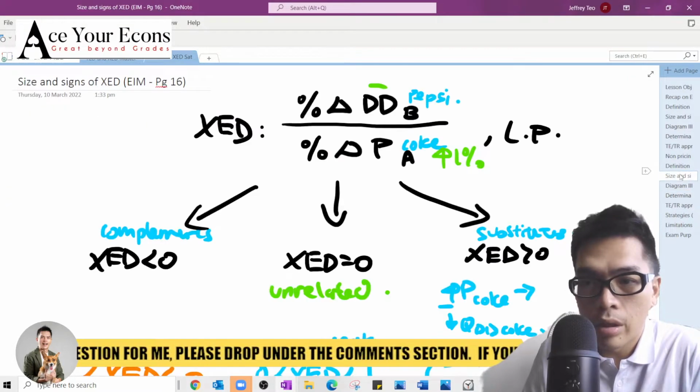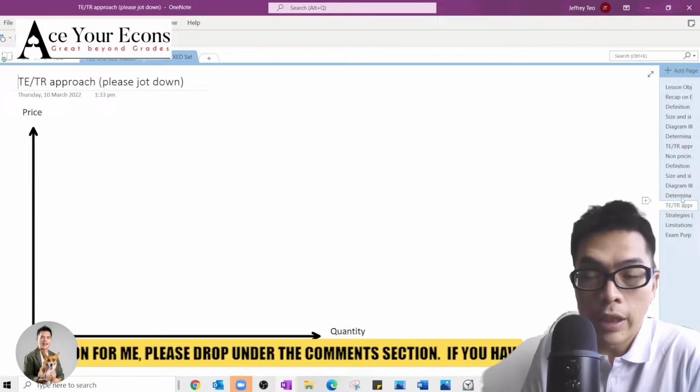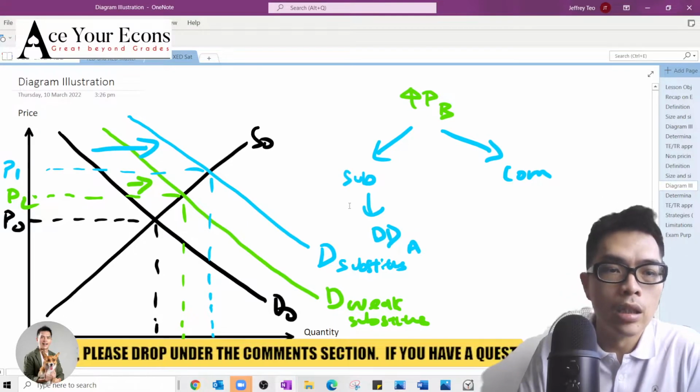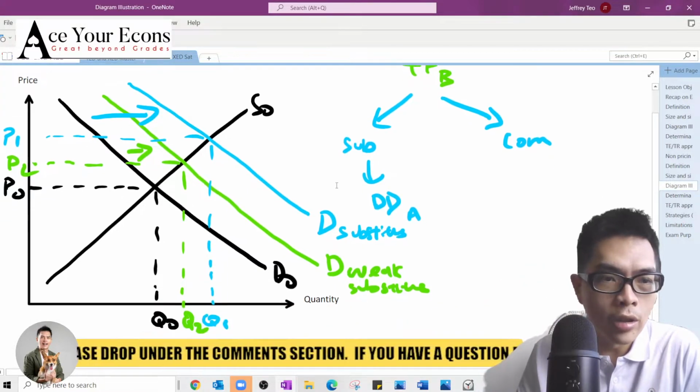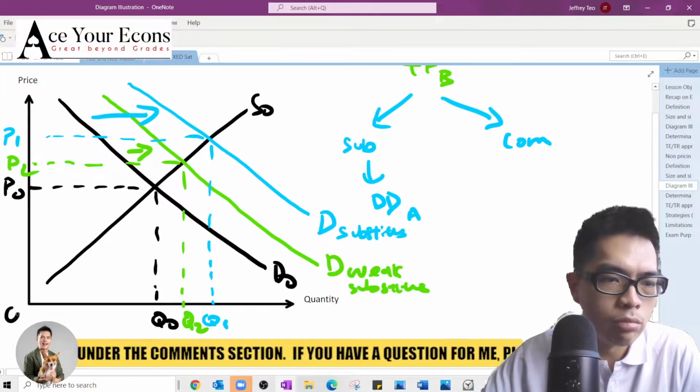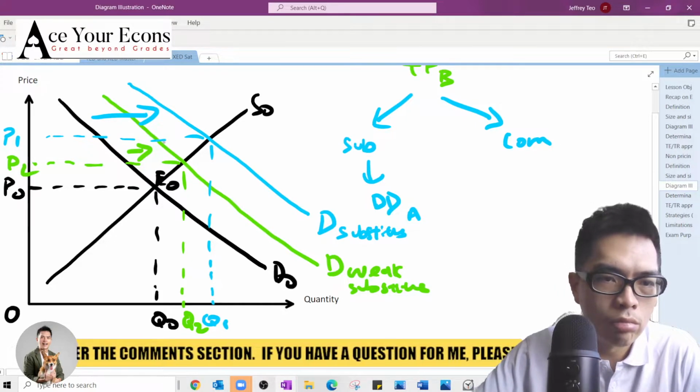Okay, so I am going to move on to the TETR approach. The TETR approach will be tested later. Total expenditure and total revenue. It goes back to the four points again. See? Everything comes back to Rome. All roads lead to Rome.